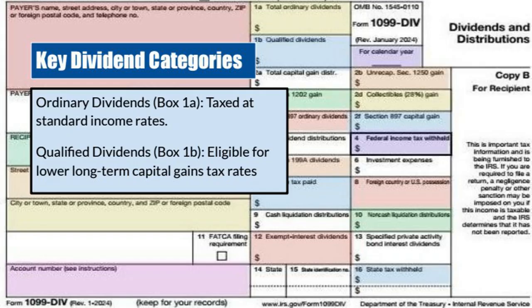Qualified dividends, Box 1B, are a subset of ordinary dividends that meet specific holding period and source requirements, making them eligible for the lower long-term capital gains tax rates, 0%, 15%, or 20% depending on your income level. The distinction between ordinary and qualified dividends is vital for minimizing the tax burden on your investment income.